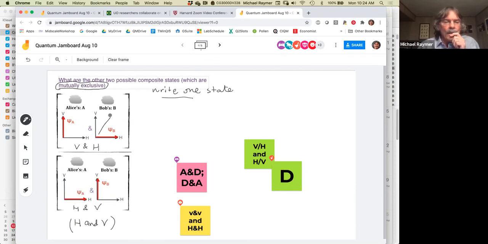Here I'm going to draw a D, okay? D is not mutually exclusive with H. And it also is not mutually exclusive with V. So it cannot be D and A. And this one is not correct because the notation is wrong. So it cannot be D. And it cannot be none.